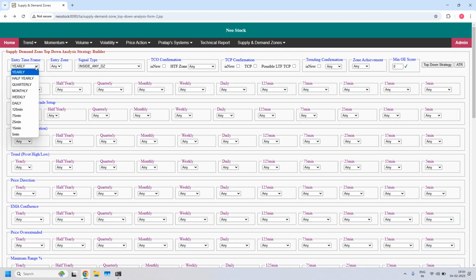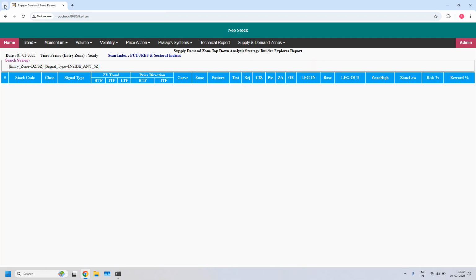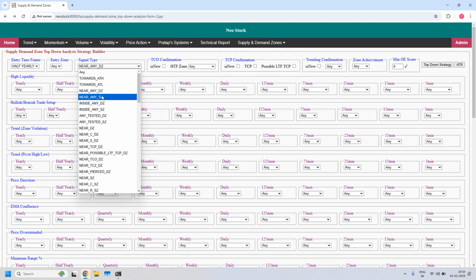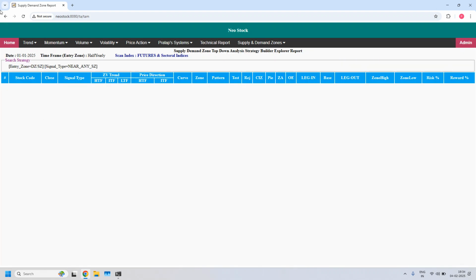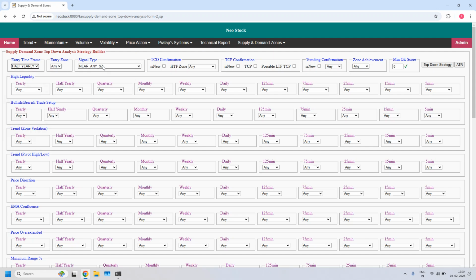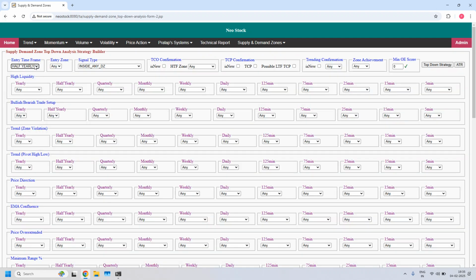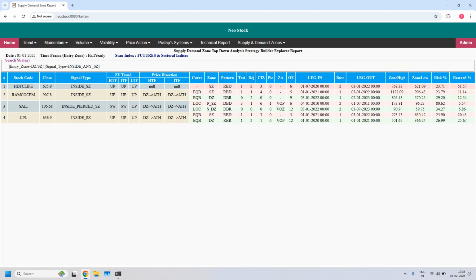Okay, next, yearly time frame. Price closed inside the yearly supply zone. No stocks are available. Next time frame is half yearly. Stocks near half yearly demand zone. No stocks are available. For half yearly time frame, stocks near half yearly supply zone also we don't have any stocks. Half yearly time frame, price closed inside the half yearly demand zone, we got 5 stocks. Next, half yearly time frame, price closed inside the half yearly supply zone, 4 stocks are filtered.